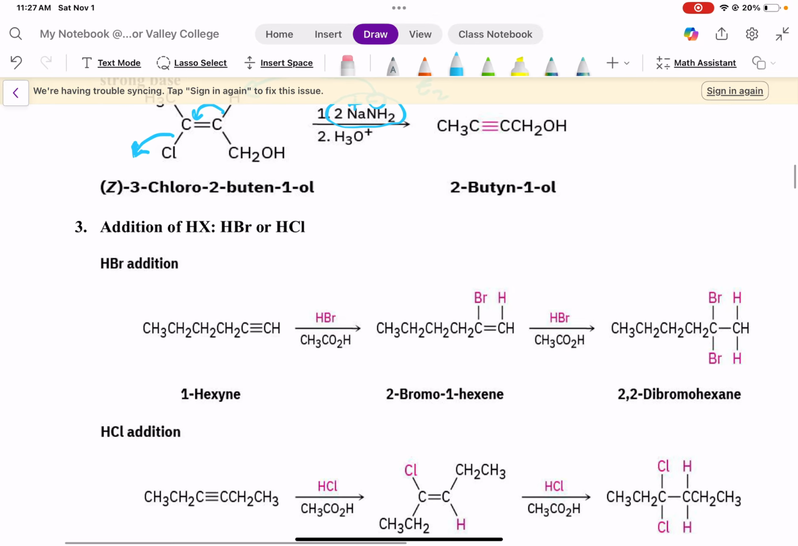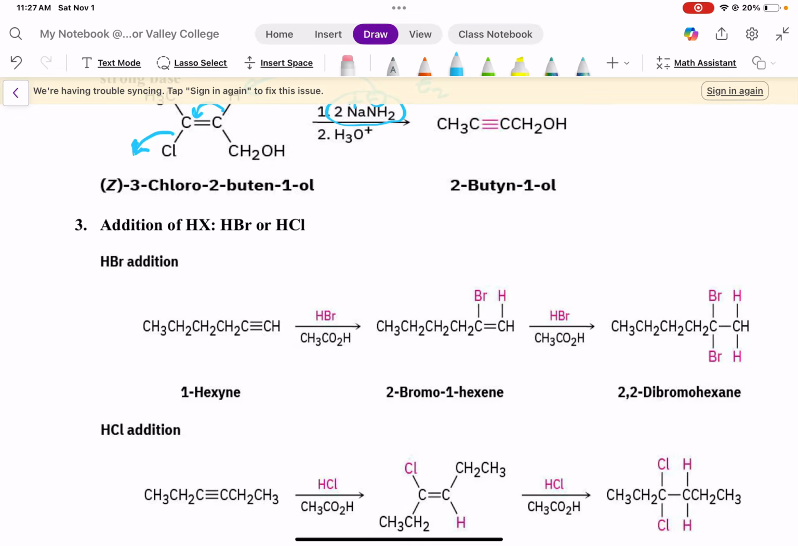Okay, now we got alkyne. What kind of reaction can we do? Very similar to alkene. You can add HBr. Br is going to go into the more substituted carbon, or the inside carbon. Hydrogen will go to the outside.